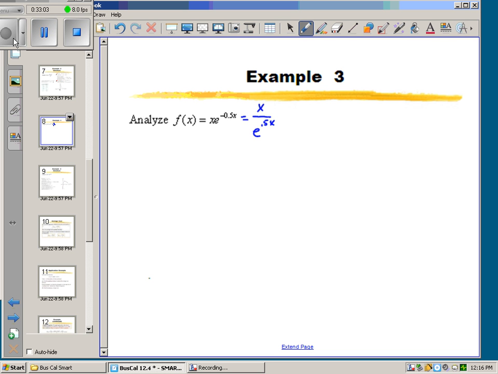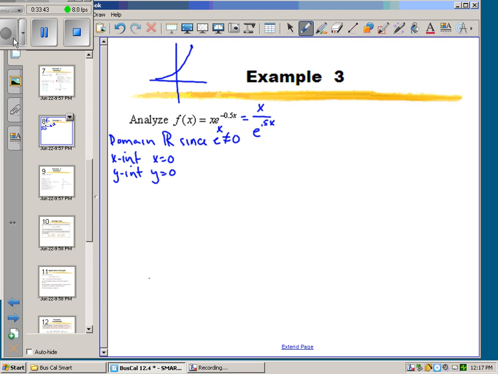The domain is everything as long as the denominator is not 0. E to a power is never 0. If you think of the graph of e to the x, it's never 0. So the denominator is never 0, so the domain is all real numbers. And I'll say since e to the x is never equal to 0, there's no x that would ever make that 0. The x-intercept is going to be where the y is 0, which is going to happen when x is 0. And then the y-intercept is going to be when the x is 0, and we're going to have 0 over 1, so it'll be y equals 0. So same point there for the intercepts.